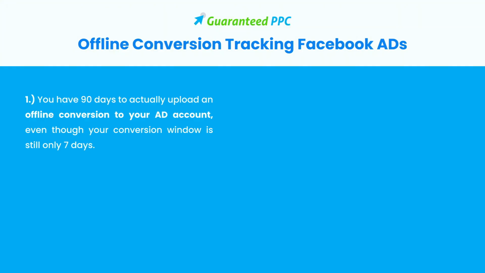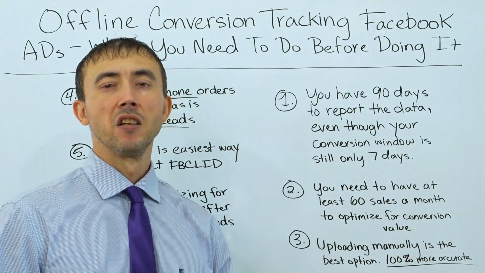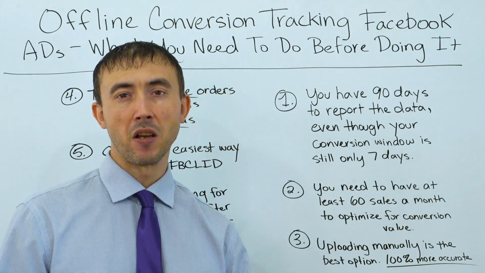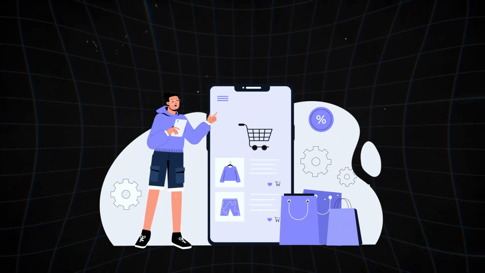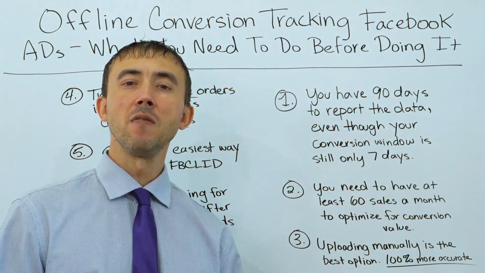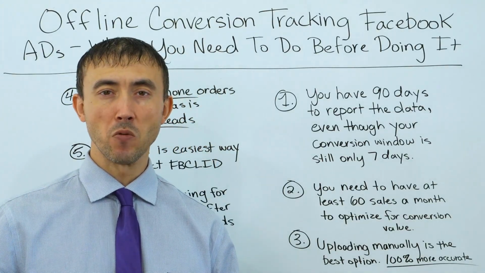So getting into the content here, first of all, you have 90 days to actually upload an offline conversion to your ad account, even though your conversion window on Facebook is still only 7 days. Facebook has updated their policy on this recently. Let's say you have the brick and mortar business, somebody comes into your store and buys, and you want to track that in your ad account. You have up to 90 days to upload it, even though they won't let you track whether somebody saw your ad and then bought 90 days from now.